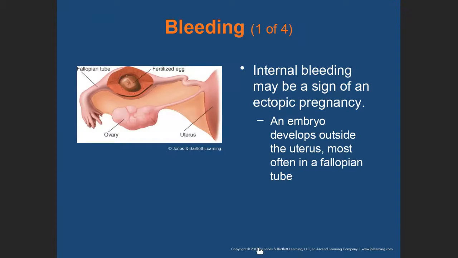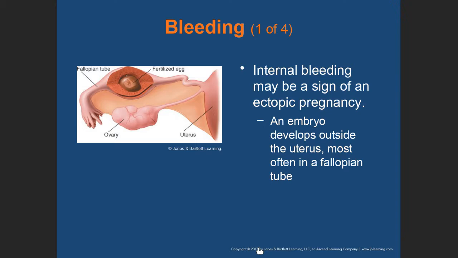Now, bleeding. Bleeding can be observed in various stages of the pregnancy. It can be first trimester, it can be second trimester, it can be third trimester. Now, internal bleeding may be a sign of ectopic pregnancy, and this will be common in the first trimester. So this is a common cause of life-threatening bleeding in the first trimester, ectopic pregnancy. An ectopic pregnancy means that the fetus is developing outside of the uterus. So it's anywhere outside of the uterus.